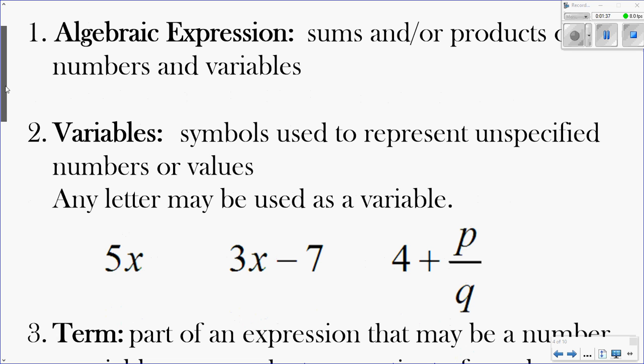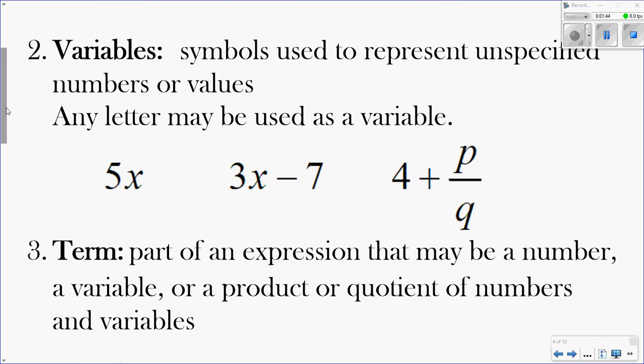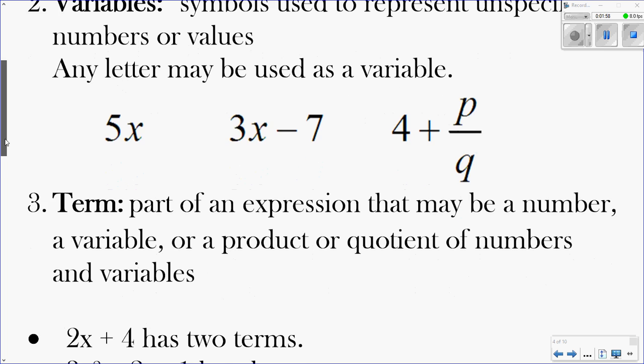It can be any letter in the alphabet. So for example, you have 5x, you've got 3x minus 7, and then you have 4 plus p over q. Any variable can be used, but if you start with a variable, you have to end up with it when you're solving for that variable.